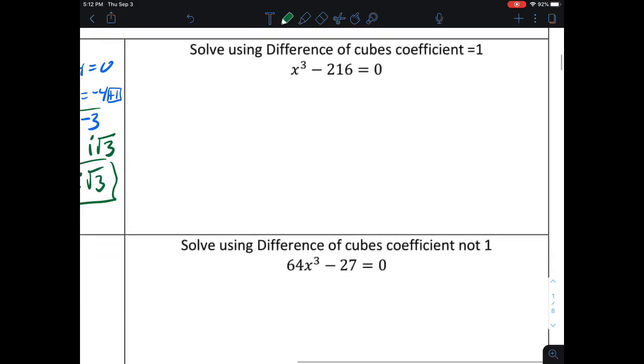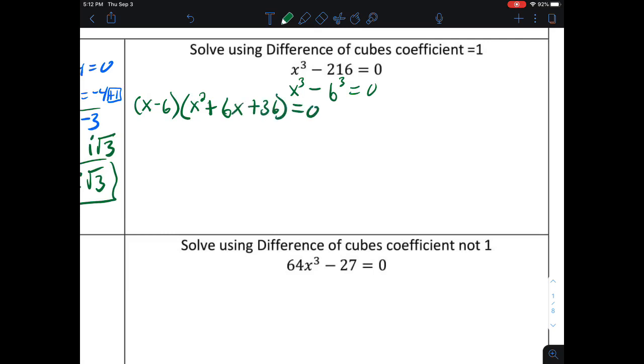Okay, now let's go through one where we have a difference of cubes and work our way through solving. Just like the previous problem, you want to write this in terms of the two cubes. 216 is 6 to the third power. And then when I factor, that would make x minus 6 times the square of the first term, x squared, opposite sign, so plus, first times last is 6x, plus the square of the last number, 36. And I got equals 0.